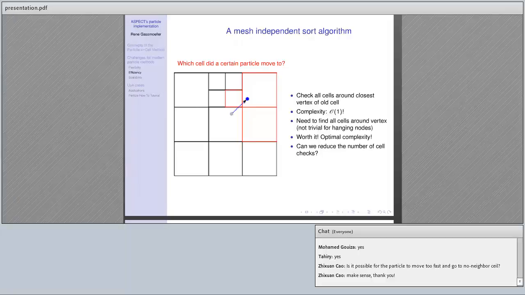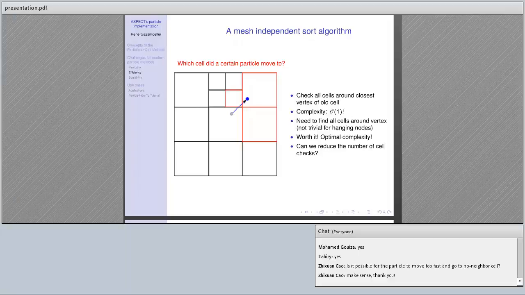And that is not exactly trivial because if the closest vertex would, for example, be a hanging node, consider, for example, the upper right corner of the small red cell. This is adjacent to the large red cell to the upper right, but it's not one of the vertices of the large red cell to the upper right. So you will have to do some work to find all of the cells that surround one vertex. Still, this approach is worth it. It has optimal complexity and it's pretty fast.